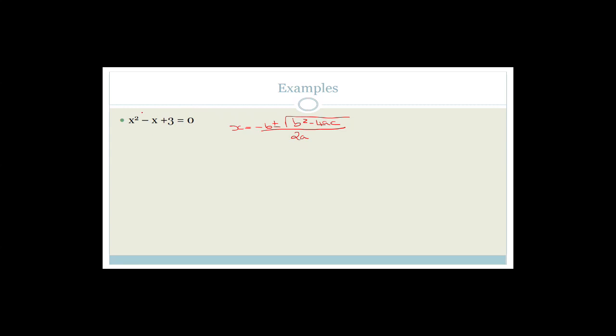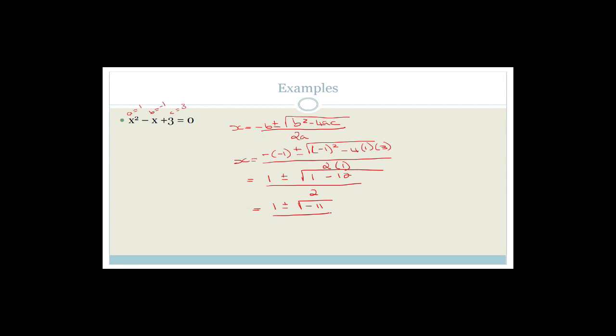So do you agree that a is equal to 1, b is equal to minus 1, and c is equal to 3? Now we need to substitute. We get x is equal to minus b, which is minus minus 1, plus or minus the square root of b squared, which is minus 1 all squared, minus 4 times a, which is 1, times c, which is 3, all over 2 times 1. So we get 1 plus or minus the square root of 1 squared, which is 1, minus 12, all over 2. That gives 1 plus or minus the square root of negative 11 over 2.